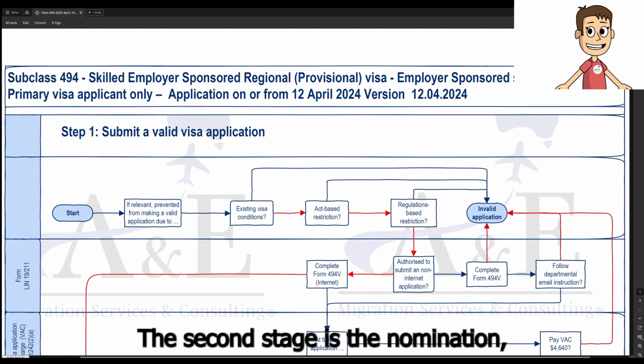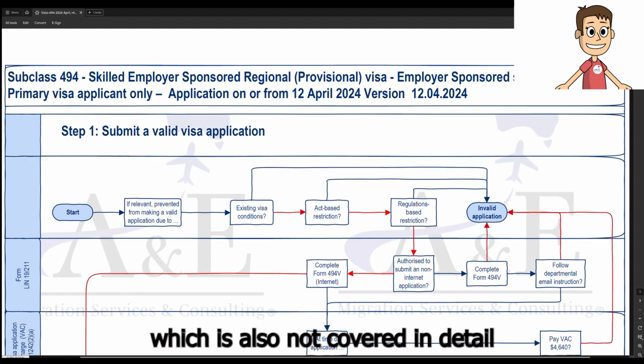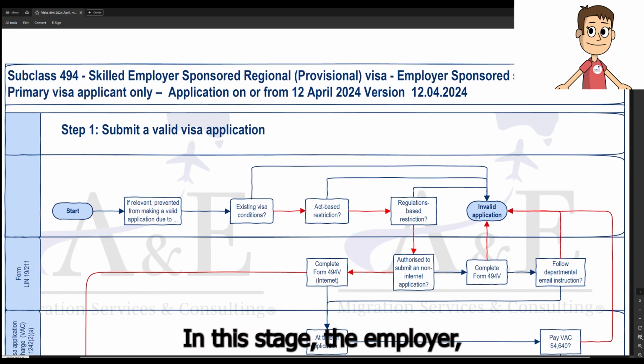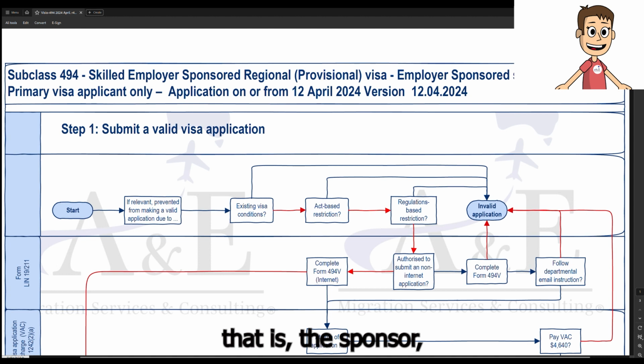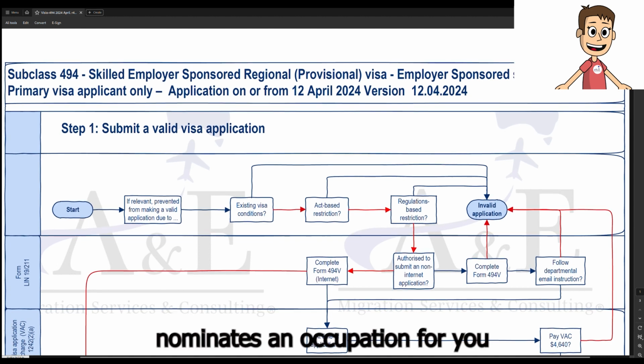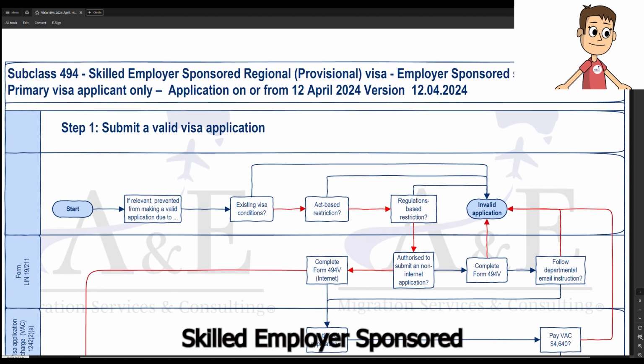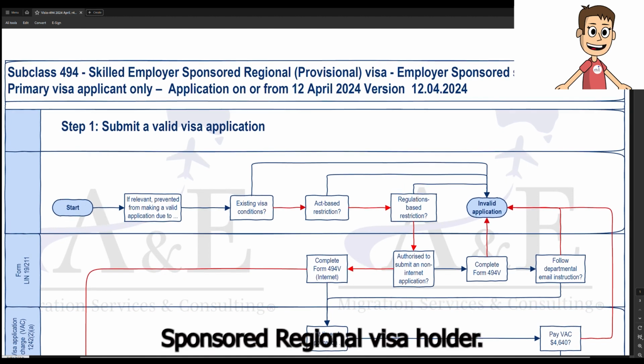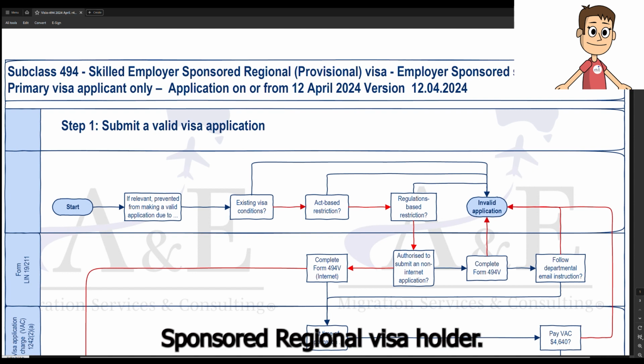The second stage is the nomination, which is also not covered in detail in this video. In this stage, the employer, that is, the sponsor, nominates an occupation for you as a prospective skilled employer-sponsored regional visa applicant or existing skilled employer-sponsored regional visa holder.